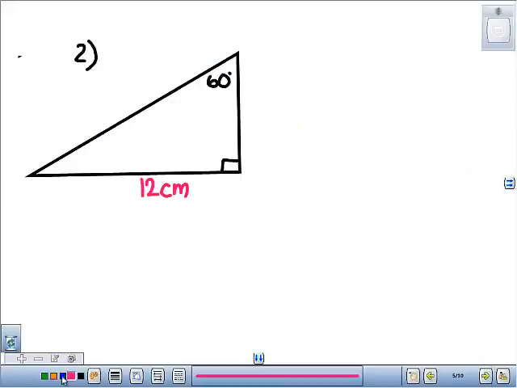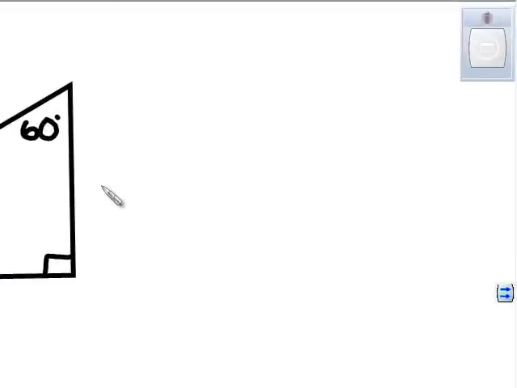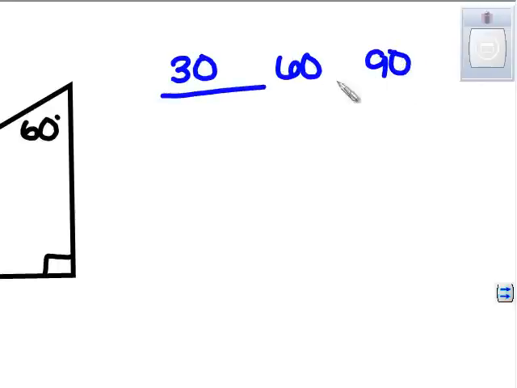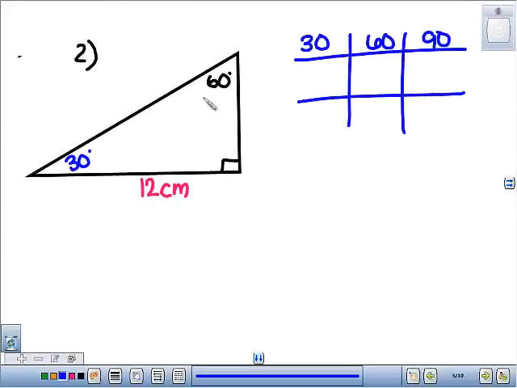Okay, this is another 30, 60, 90. This side is the 30, the angle is 30, so this side is our x. In this one, we're not given x, so this one's going to be a little more complicated, because we have to find x. The side we're given is across from 60, so it goes here, 12. Remember your formulas were x square root of 3, and 2x.